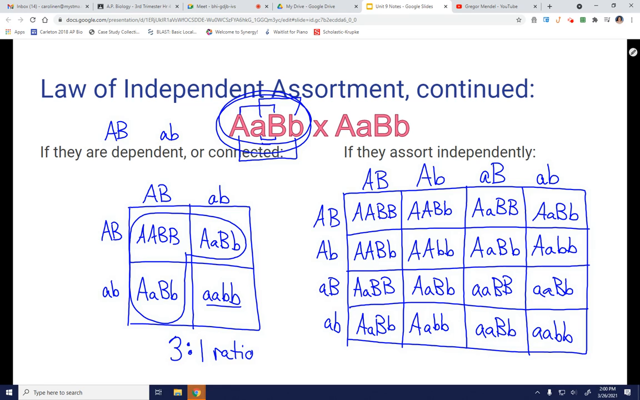So now if we go through and start looking at what the phenotypes of these offspring would be, we're no longer going to have a 3-to-1 ratio because we have a lot more than just dominant or recessive. We are going to have 9 offspring that show both dominant traits. That'll be these 1, 2, 3, 4, 5, 6, 7, 8, 9. All of those have at least one capital A and at least one capital B. So there's going to be 9 that show both dominant traits.